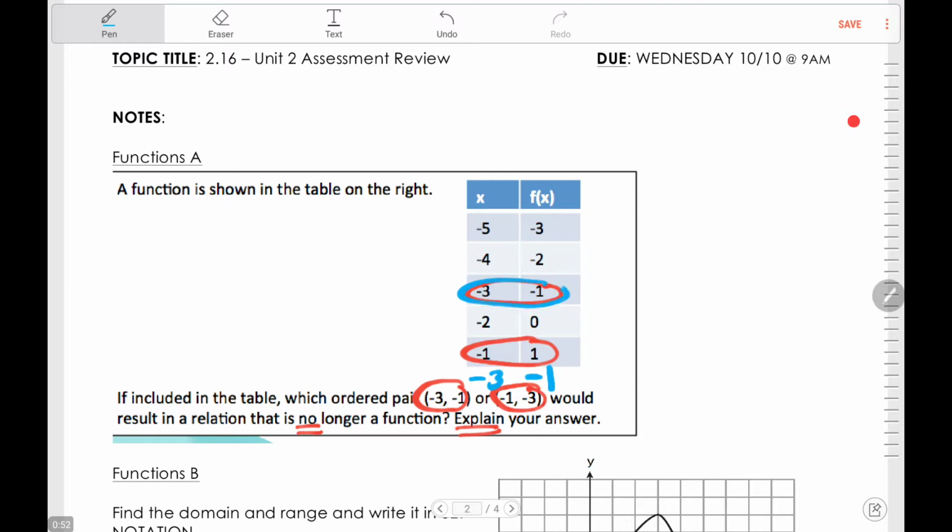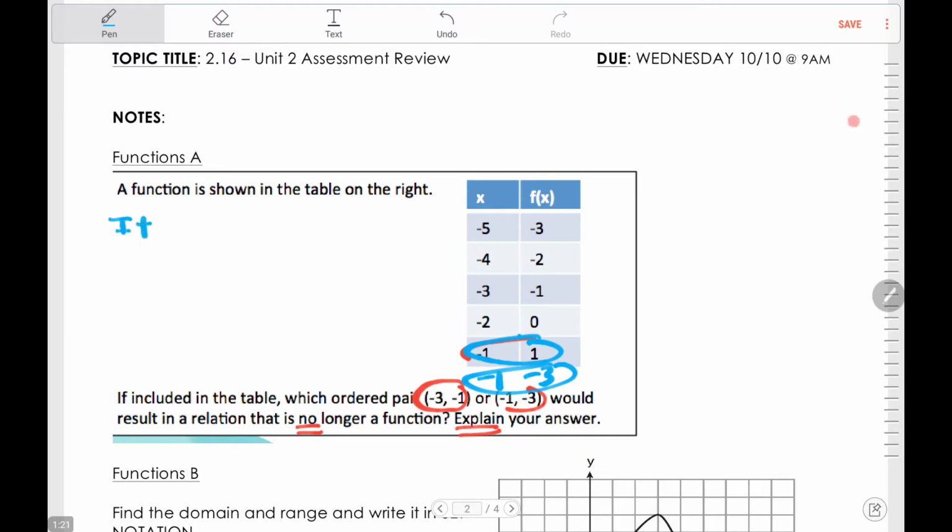So based off this and this, these are the same. So when they are the same, it stays a function. So that is not our answer. So then when I look at the next point, -1, -3, I check those. Those are different points, okay? So they have the same x values with different outputs. That means it is no longer a function.